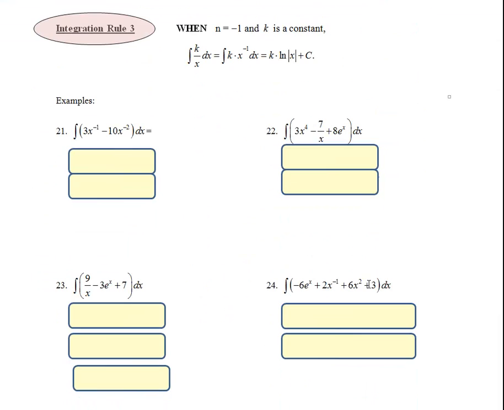So let's look at these 4 problems. In this particular one, I see negative 1, so this is going to be 3 times natural log of x. This is my old rule. So that would be negative 10 over, I'm going to add 1, negative 1, so x to the negative 1 plus c. Clean this up. The only thing is going to be a plus 10 here, but everything else stays as is.